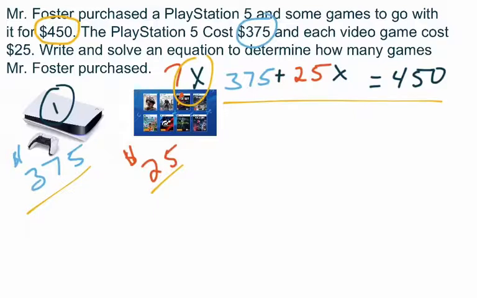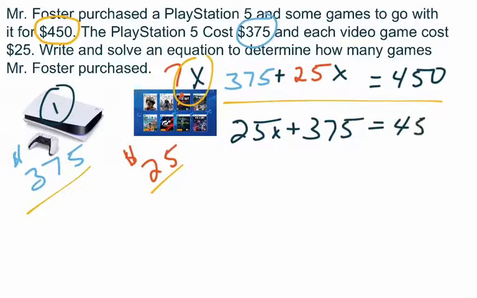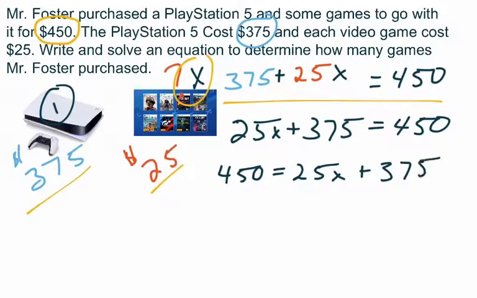And the order doesn't matter. I could have put 25x plus 375 equals 450, and that would work. That's the same thing. You can also have 450 at the front. So I could say 450 equals 25x plus 375. This would be another way. So there's a couple different ways we can do this, but all of these would be correct.